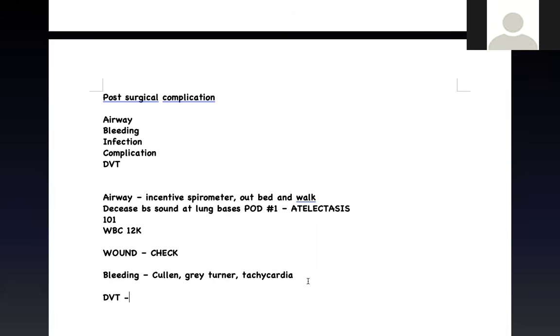For DVT, you just get them out of bed to chair and ambulate them. If they need anticoagulation, give it to them. And that's all.